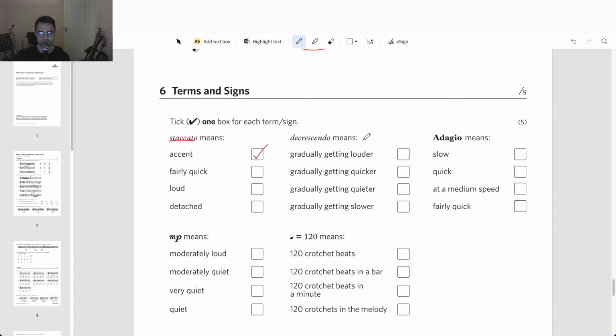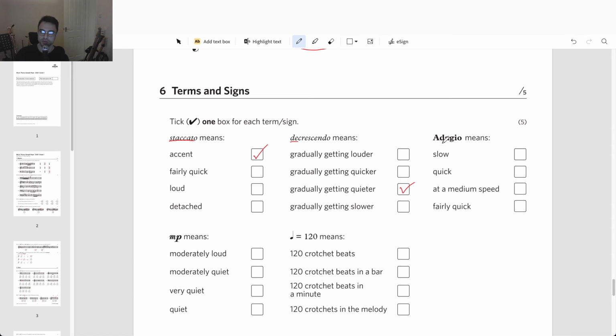Okay, decrescendo. What does decrescendo mean? Getting louder? No, that would just be a crescendo. Getting quicker? No, that's a tempo. We're not talking about tempo here. We're talking about dynamics. Decrescendo is a type of dynamic marking, and it means that we're gradually getting quieter. So there's our answer there.